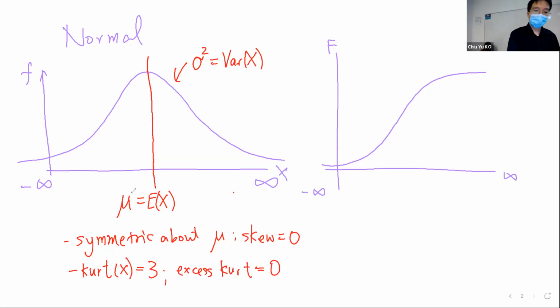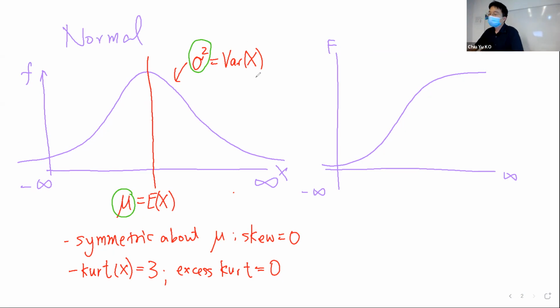For the normal, there's only 2 things that determine what it looks like. One is the location of the hill, which is mu, and on the 2 sides of the hill it is symmetric. And how tall this mountain is, or how flat the 2 sides are, is determined by sigma square. Do note that the area under this f is always 1, right? So by changing sigma, it's just like pushing the peak of the hill, because the area under is always 1.